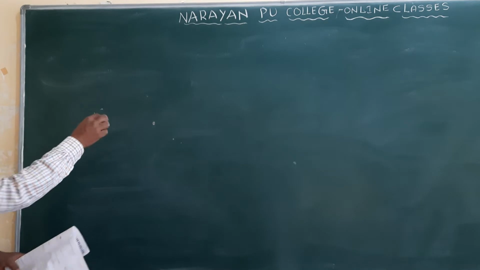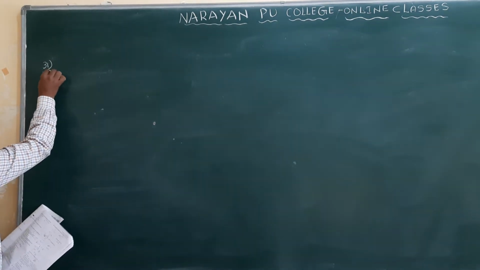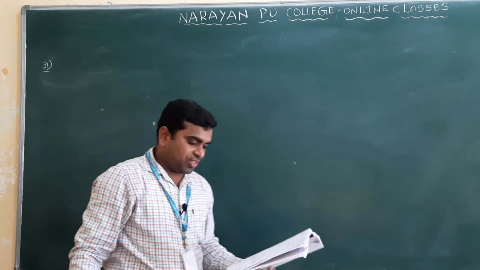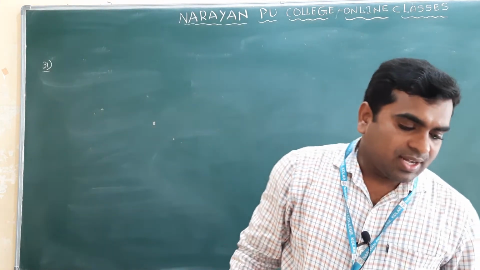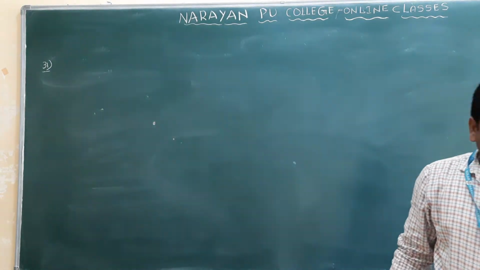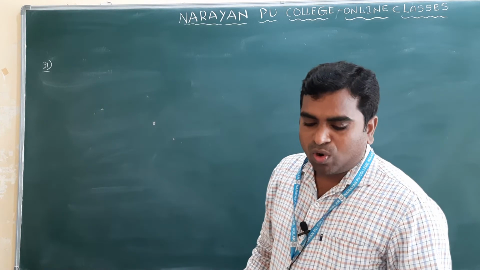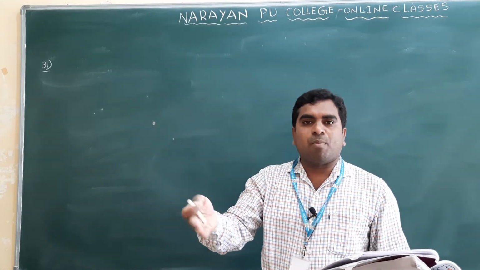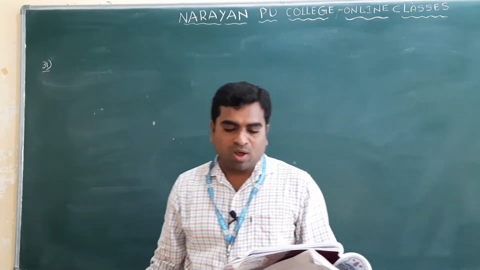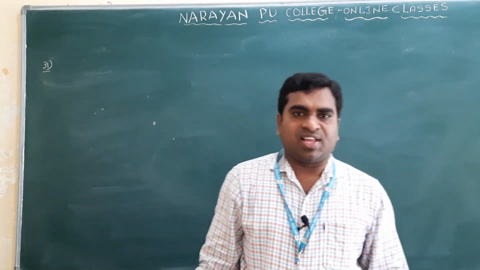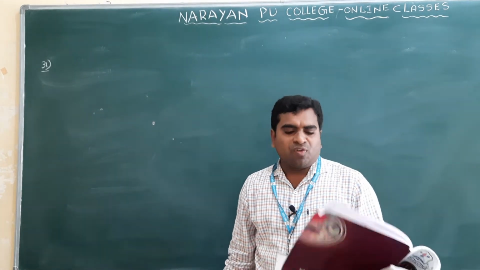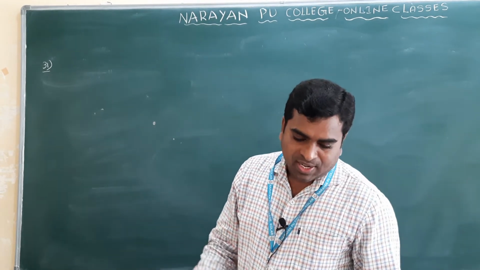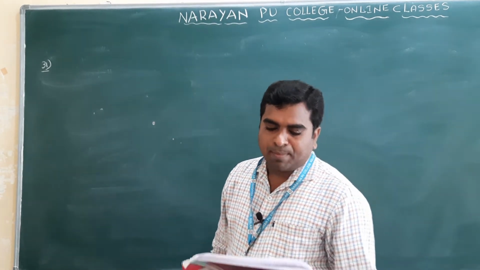Next one. See question number 31. It's a direct question; you need not spend much time on this one. You know tertiary butyl bromide and H2O, so bromides are converted into alcohols. Tertiary butyl bromide is converted into tertiary butyl alcohol with the water. What is the reaction they are asking? You already know it is a nucleophilic substitution reaction. Clear?